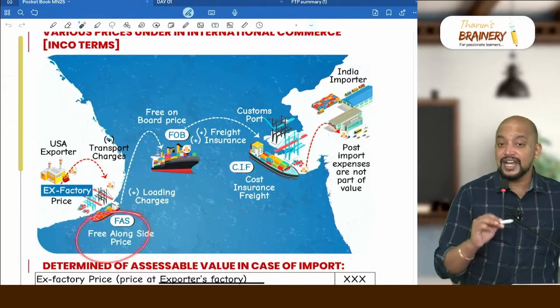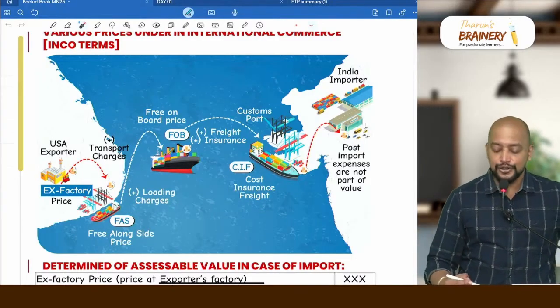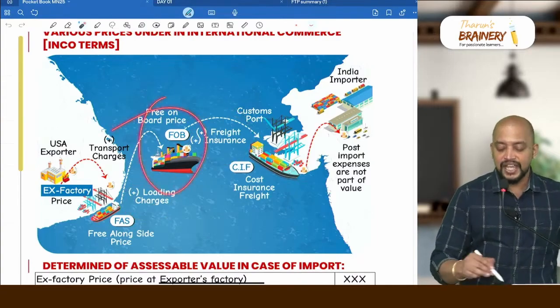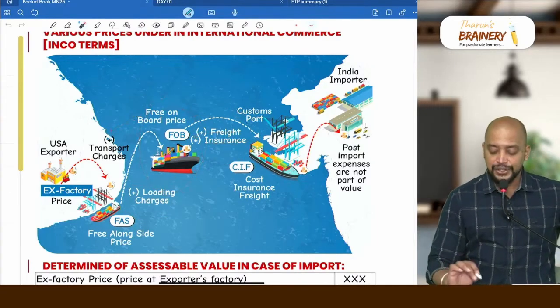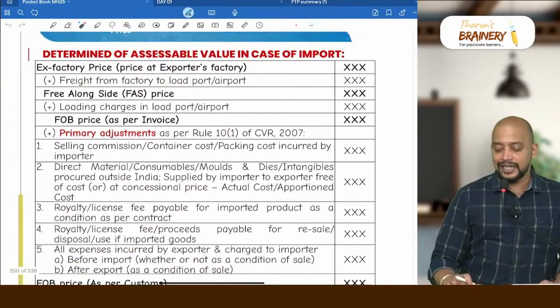Suppose they give free alongside price, not yet tested so far, but they may give free alongside price also, then we need to add only the loading charges, freight and insurance. Suppose they give FOB, we need to add freight and insurance and arrive at CIF. Why? Because CIF will be taken as the value in case of import.